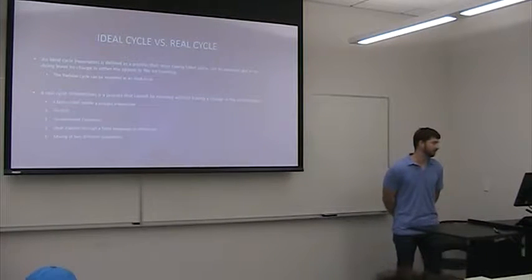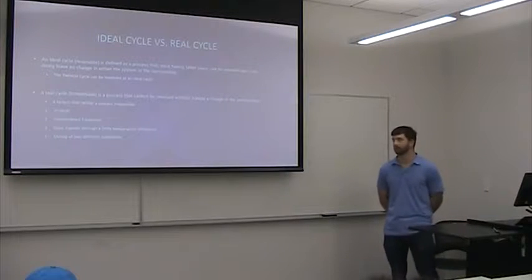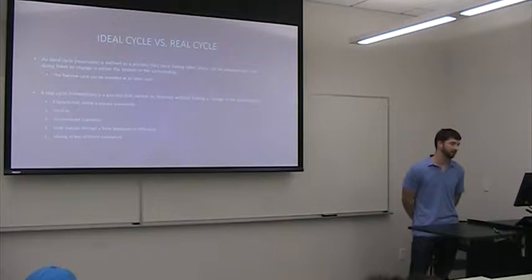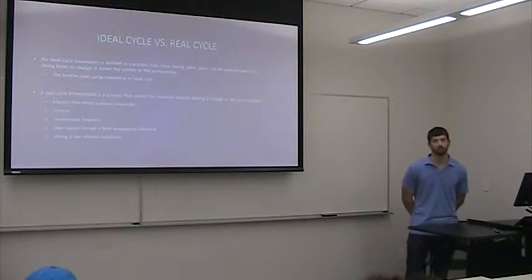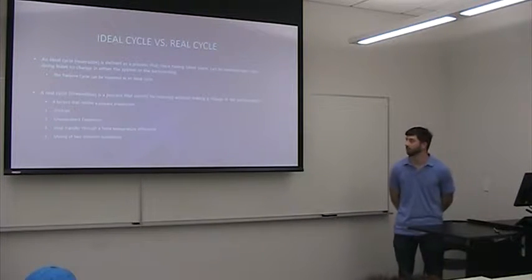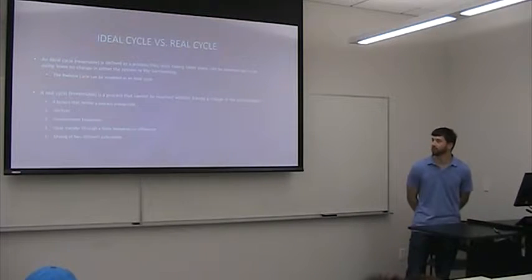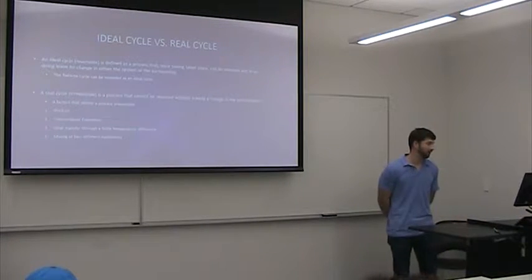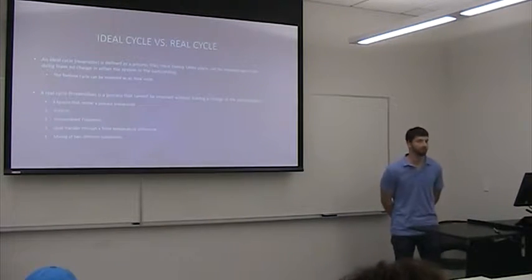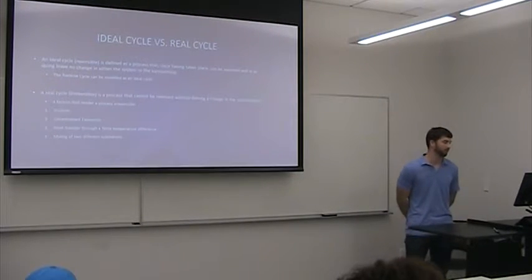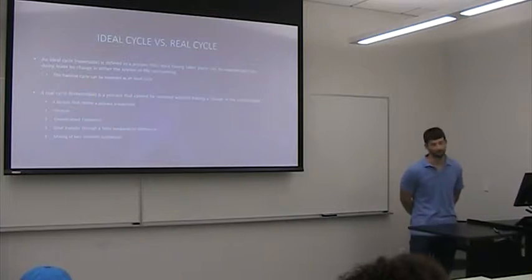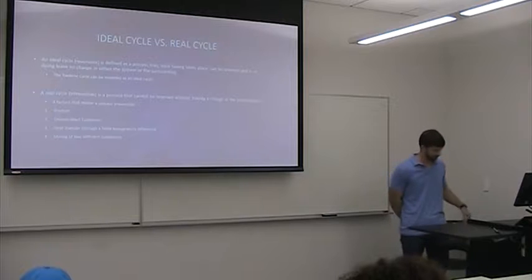What is an ideal cycle and what is a real cycle? So an ideal cycle is a fully reversible cycle, and after having taken place, it can be reversed without any changes to itself or the surroundings. And the Rankine cycle can be modeled as an ideal cycle. And then what is a real cycle? Well, a real cycle is not fully reversible, so it cannot be reversed without leaving any changes to itself or the surroundings. And some factors that render a process irreversible are things such as friction, unrestrained expansion, heat transfer, and then mixing of different substances.